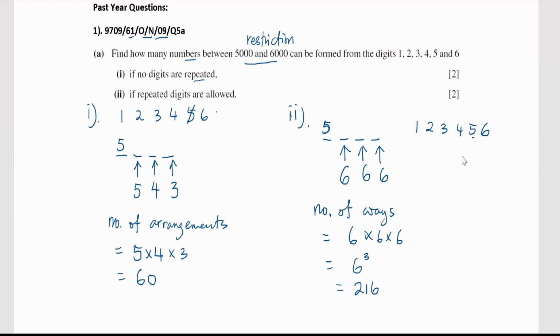So what happened to the first digit 5 here? Because there is only one digit 5, and we must have the digit 5 in the first place, there will be one way. All right. So 1 multiplied by 6 times 6 times 6 is still going to give you 216 ways.